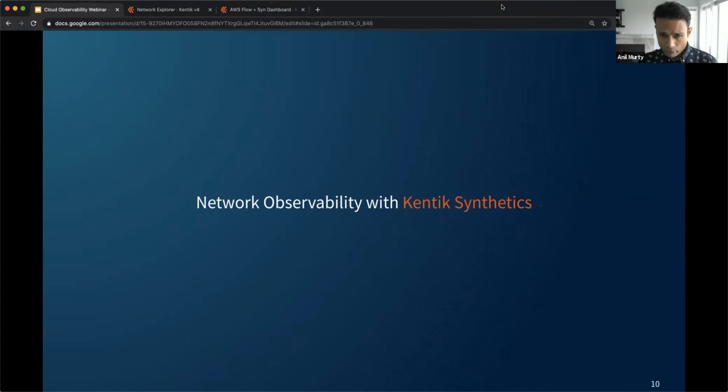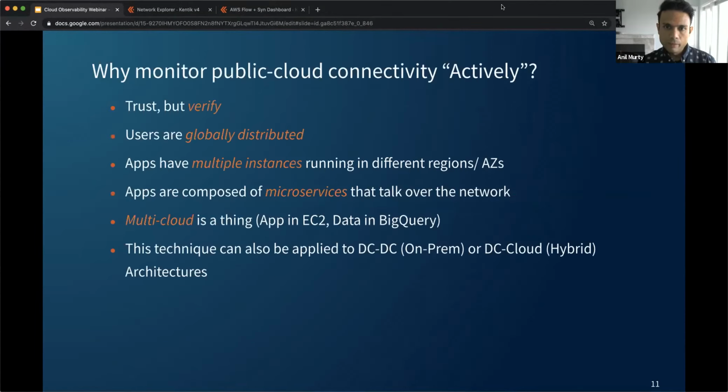So, just to put this in context, as we were talking to our customers that are using our synthetic product today, we asked them, hey, in cases where you're looking to monitor public cloud connectivity actively, and I use the word actively to differentiate it from looking at network flow traffic, why do you do this? What are the most common reasons why you do this? Here are the main things that we heard in those conversations.